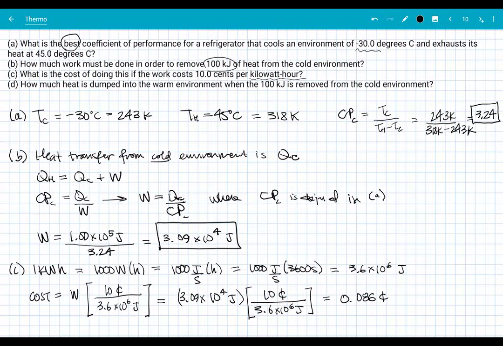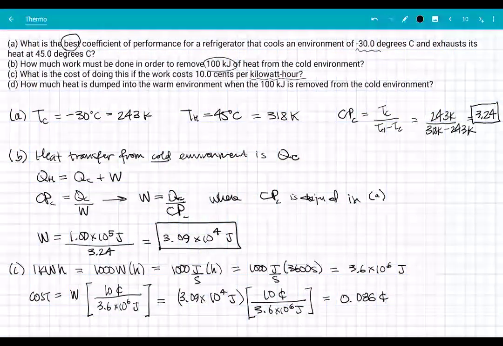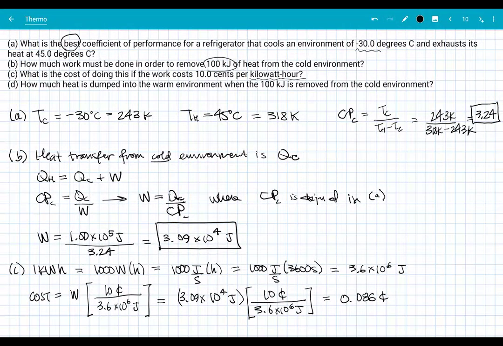Now, part D asks us for the heat that's dumped into the warm environment. Remember the application to make it concrete: say you put something warm in the freezer, which people tell you not to do, but you have to because you're going to leave the house. Now we've established how much it costs to have that heat transferred out from the cold environment. Part D asks, when we do this, how much heat gets dumped into the warm environment? And we know it's going to be more than just the 100 kilojoules.